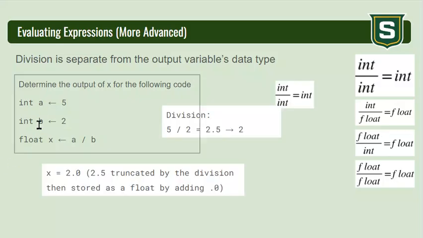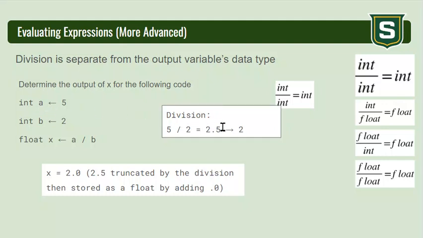Both variables have been declared as integers. So the math gives us 2.5 as an answer for 5 divided by 2. But this is integer divided by integer, so our answer can only be an integer. So we are going to truncate off the 0.5, so our actual mathematical answer is going to be 2.